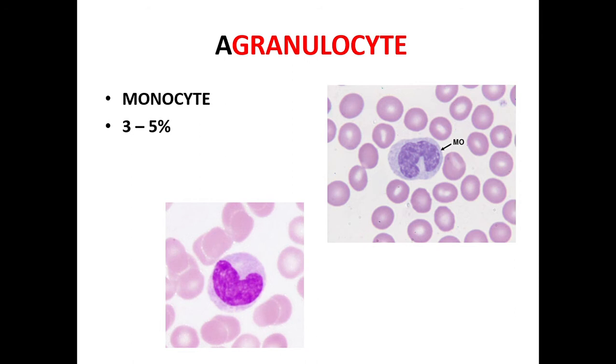Now, using the right stain, the cytoplasm will appear grayish in color, and sometimes in the cytoplasm, vacuoles are seen, indicating active phagocytosis. In a blood smear or differential smear, they are around 3 to 5%.